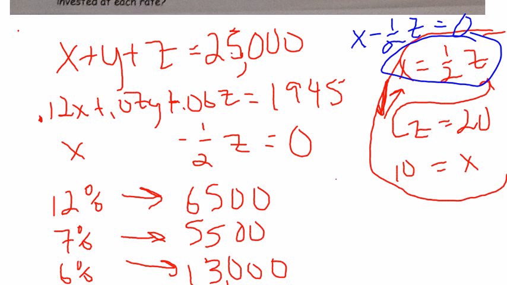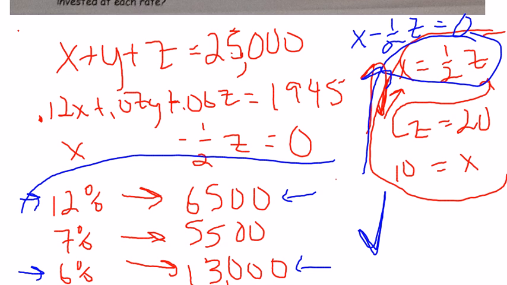Remember this equation back up here? The x equals half z. Well, this is z. That's x. Is x half z? Yeah, 6,500 is half of 13,000. So at least that part shows up right. So that is our answer.